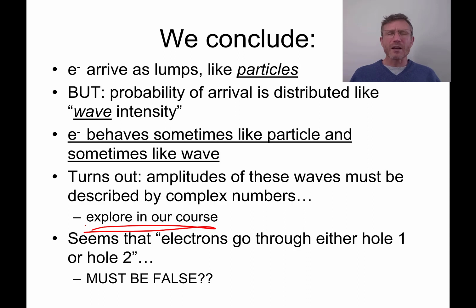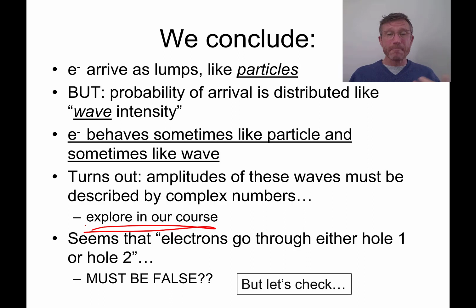It also seems that if we ask the question, does the electron go either through hole number 1 or through hole number 2, it seems that that's not true, because one electron at a time still gives us this interference pattern. So it must be false that either an electron goes through one slit or the other. So let's explore that a little bit more.